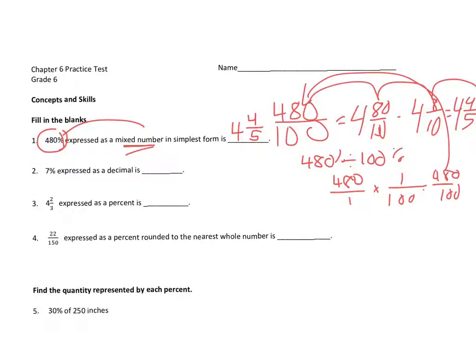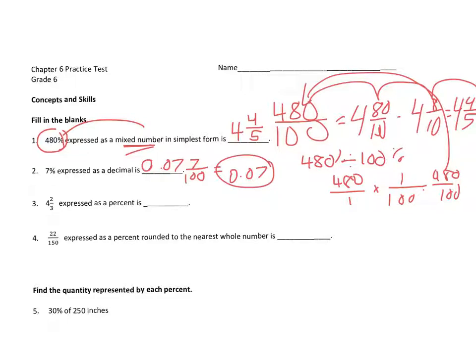When I look at the next one, it says 7% expressed as a decimal. 7% means 7 per 100, and 7 per 100 is also 7 hundredths, and this is also 7 hundredths, so 0.07. The next one's a little bit harder.